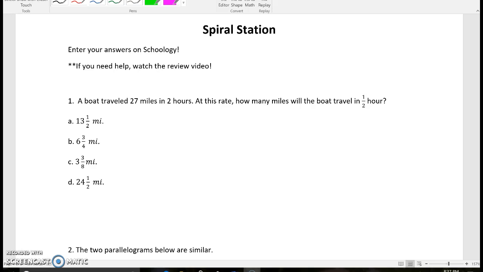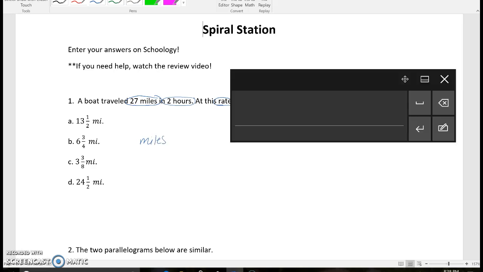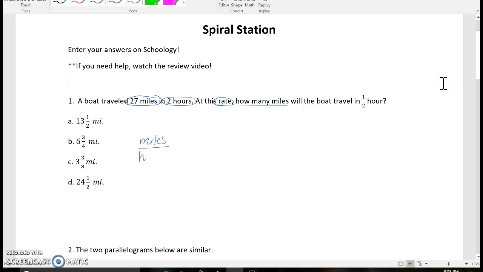Okay, so we are talking about a rate, and we want to know how many miles the boat will travel. All right, so it went 27 miles in 2 hours. So we're talking about miles, and we're talking about hours. So you have 2 ways to go about this. You can either find the constant and do k equals y over x, or you can do it as a unit rate problem and set up a proportion.